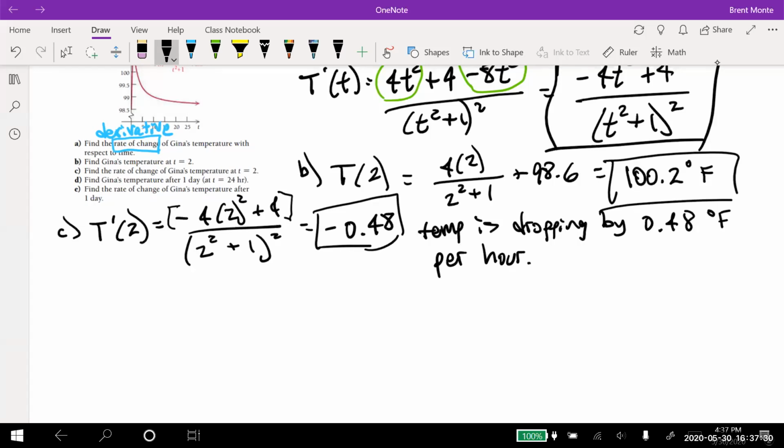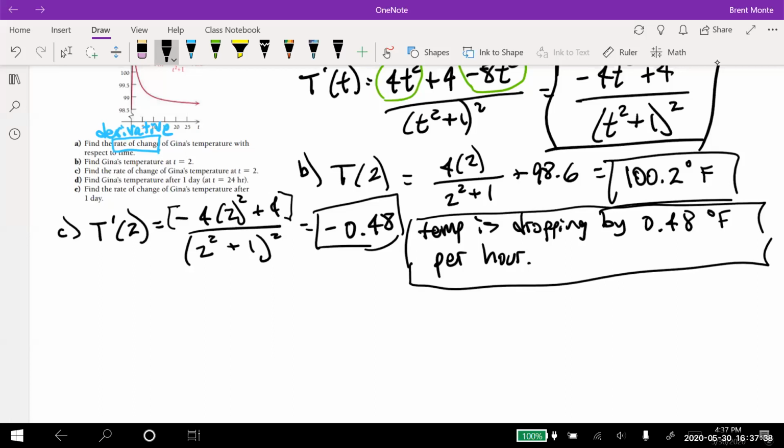So she's getting better. Her temperature's coming down anyway. So that's a plus. But do understand what that means. Getting the value negative 0.48, if you don't know what it means, like, oh, I got the number. Hey, I'm great. Well, what does it mean? Oh, I don't care. That's not very helpful.